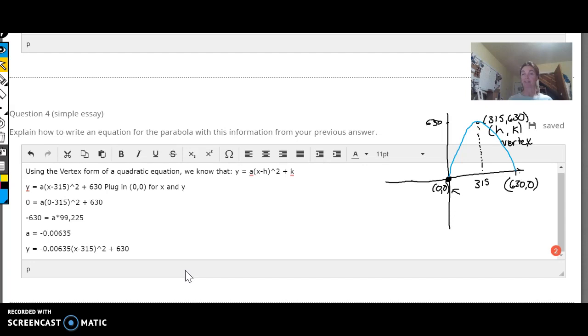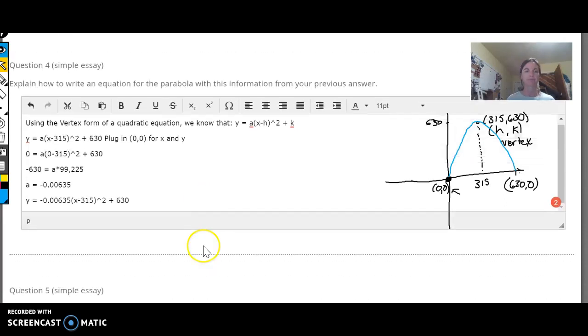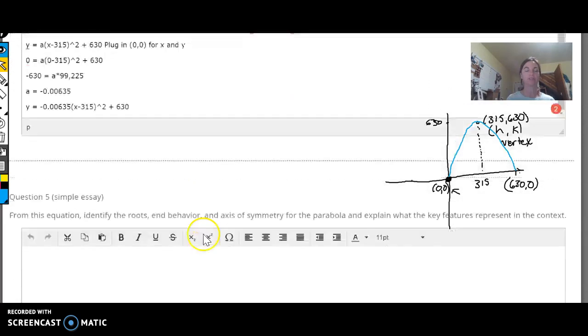Okay, negative makes sense because it is a downward facing parabola, so that a value should indeed be negative. Our vertex again is at 315 and 630. So this is all making good sense here. Okay. We didn't so much explain it as we demonstrated it, but hopefully that makes sense.